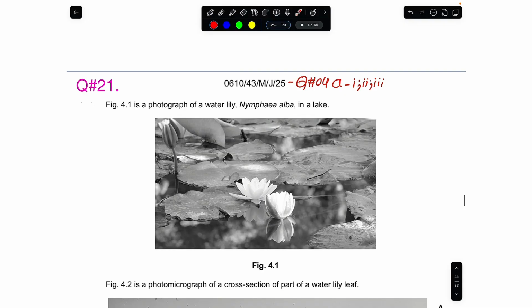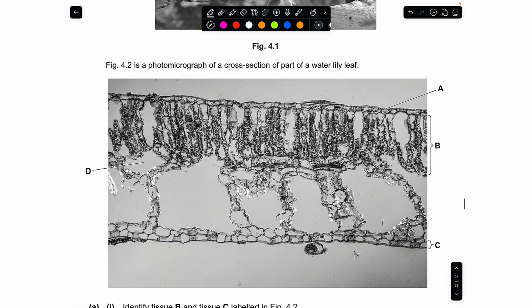Moving onward to this question from May June of 2025, the variant was 4.3, and for your paper, this was question number 4A part, and this was first, second, and third part. They tell you that this is figure 4.1, and this is a photograph of a water lily, which is Nymphaea alba, and that is living in a lake. Now, if we go beyond, they show you the photomicrograph, and that shows you the cross section of the water lily leaf.